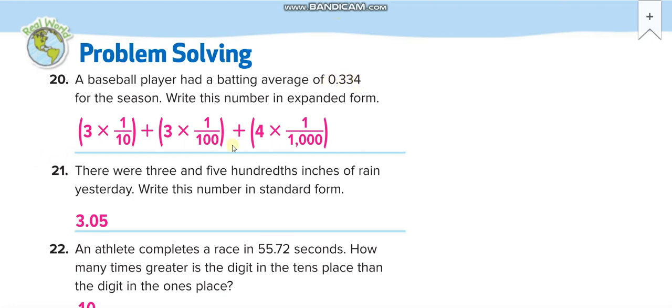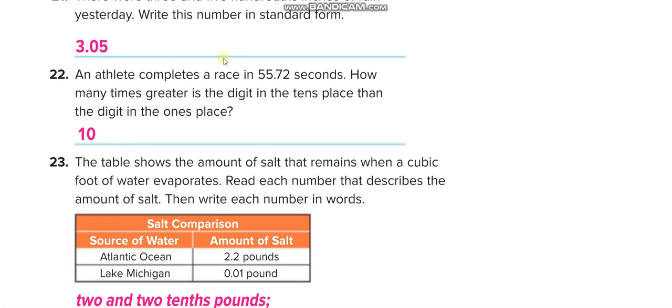expanded form of this number. There were 3 and 5 hundredths inches of rain yesterday. 3 and 5 hundredths. Okay, so we have no tenths, so we fill the tenths place with 0. Okay, an athlete completes a race in 55.72 seconds. How many times greater is the digit in the tenths place than the digit in the ones place?